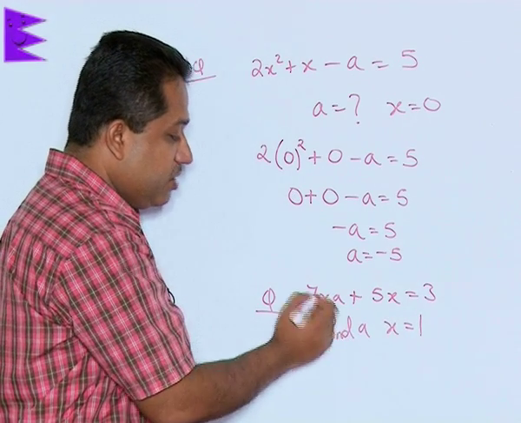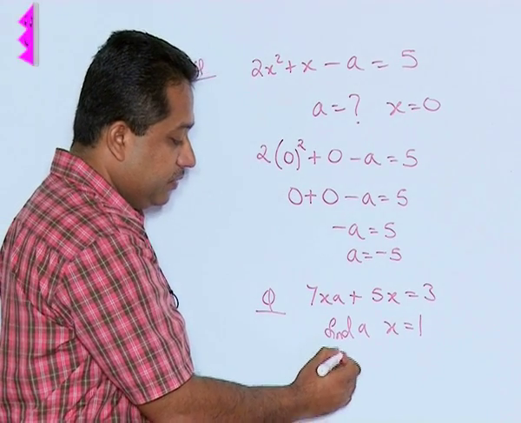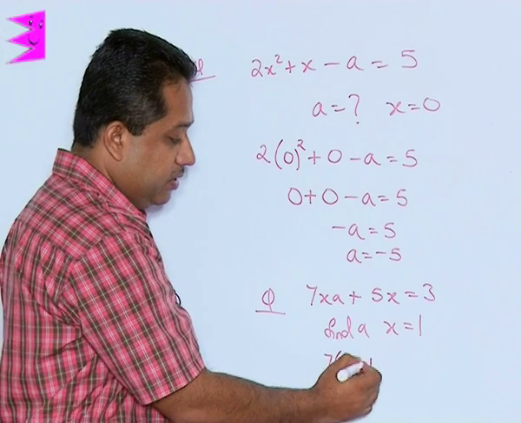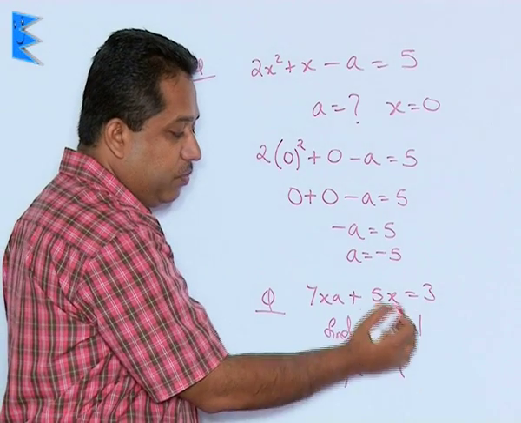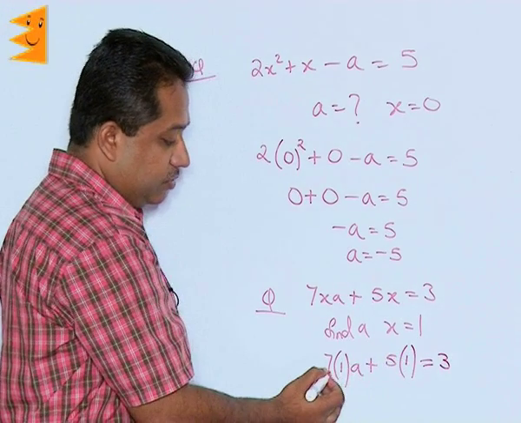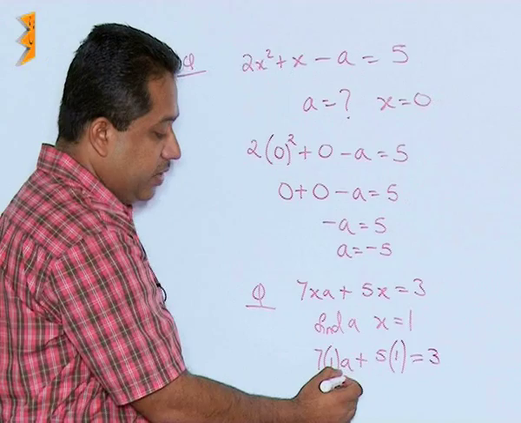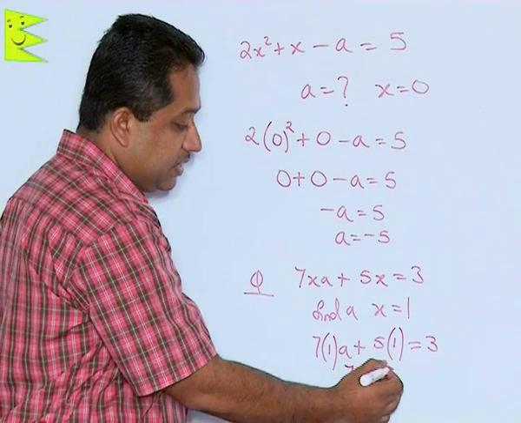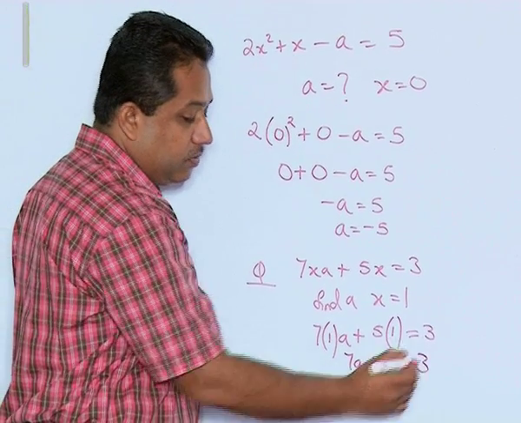So if you are putting the value of x as 1, this is going to become 7 into 1 into a plus, again put the value of x as 1 here, so 5 into 1 is equal to 3. Now 7 into 1 is 7, and 7 into a is 7a. So we get 7a plus 5 is equal to 3.